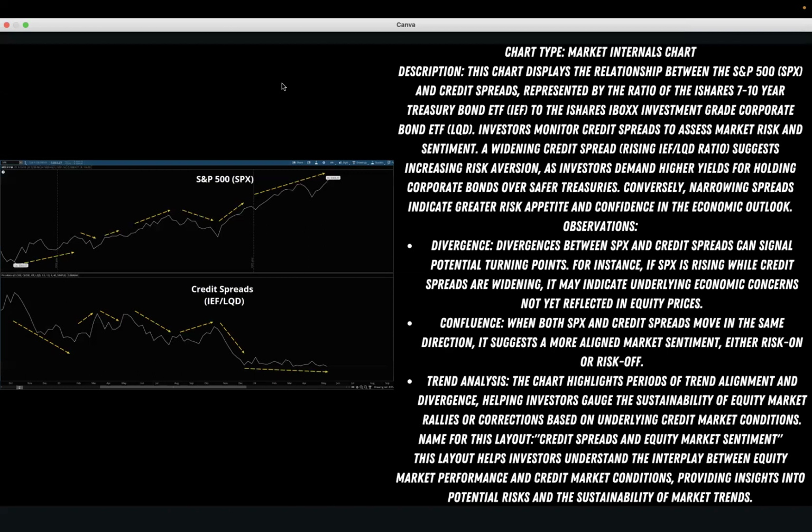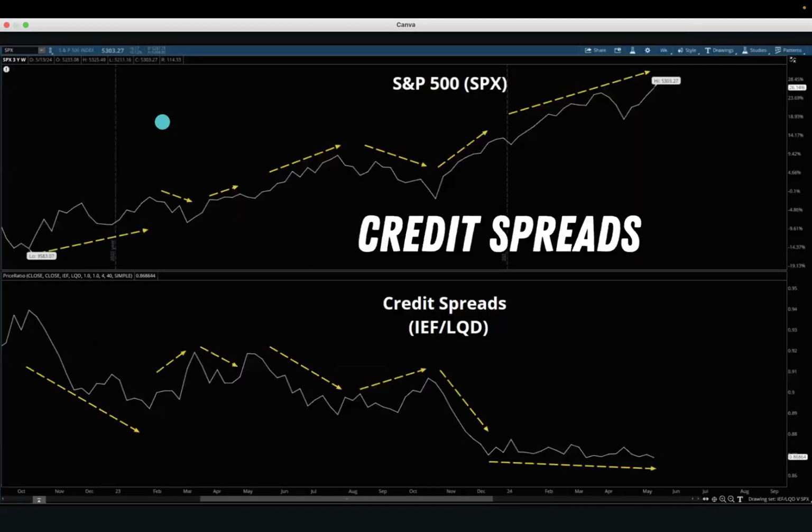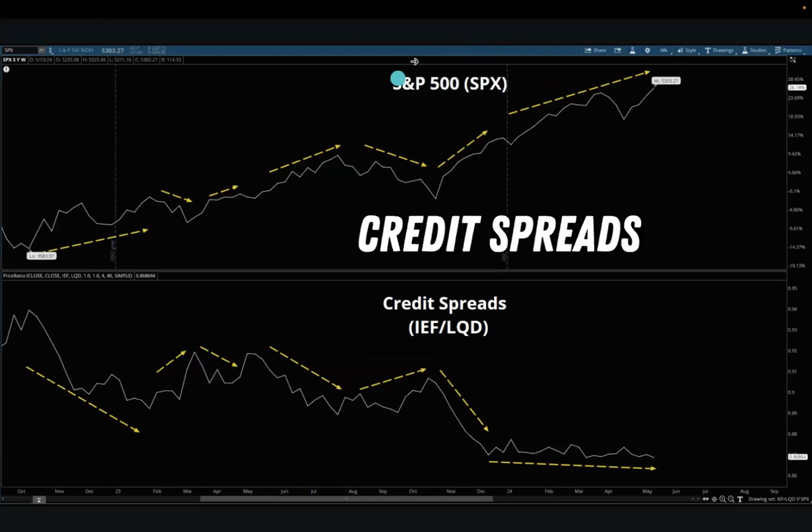All right. And so if we were to just go back and take a look at it, we come here and we look, we want these two to be moving in opposite directions to feel good about a move in the S&P 500. As our credit spreads ratio here is going down, we see this line chart going down here. What do we see, guys? Well, we actually see the S&P 500 going up and in an uptrend. So that's exactly what we want to see, right?